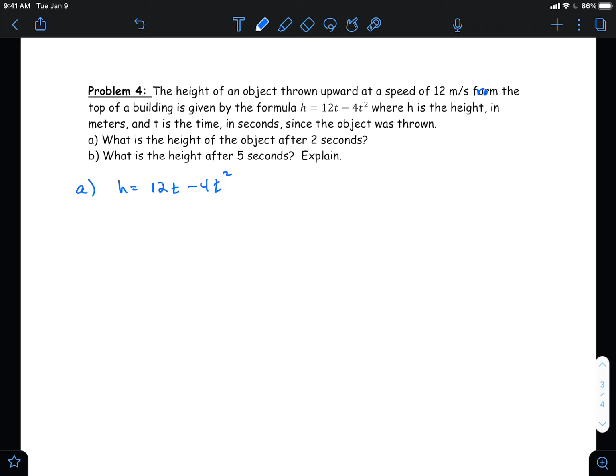So let's pay attention in A. What is the height of the object after 2 seconds? And not all questions are going to be quite this straightforward and easy, but it's asking for the height, right? Well, conveniently, you have an equation that tells you what the height is. It's h equals, right? Height is equal to all of this. And then if you keep reading inside of that question, it'll give you another piece of information.